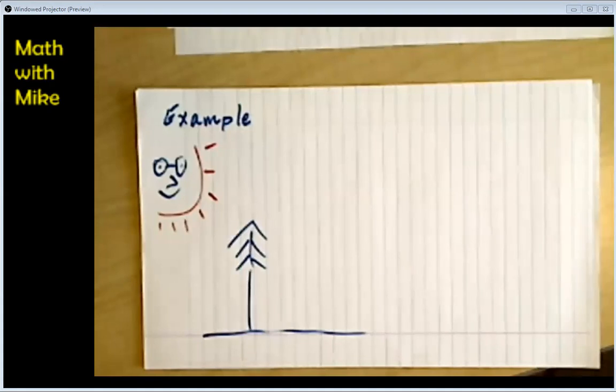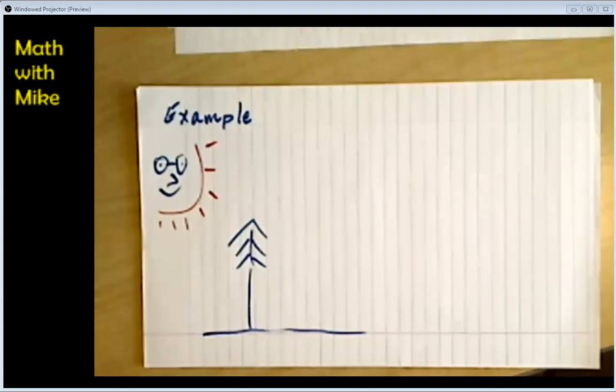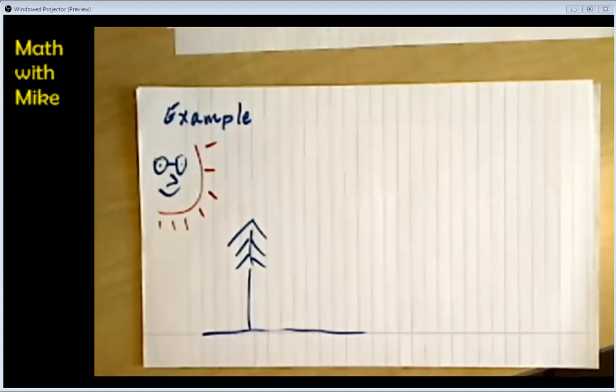Grow? This is a tree, believe it or not. Yeah. Oh, yeah. Okay.